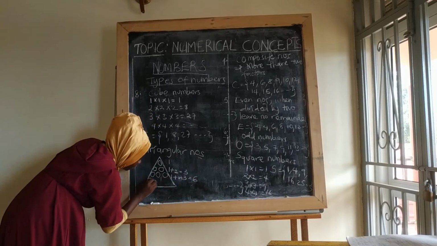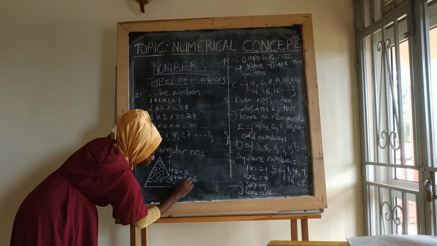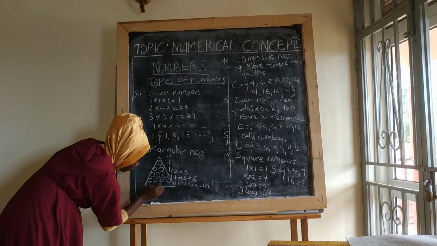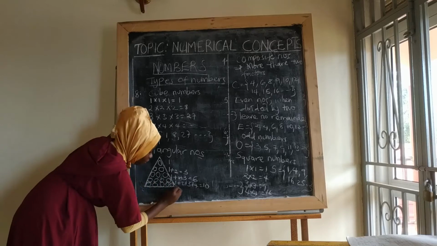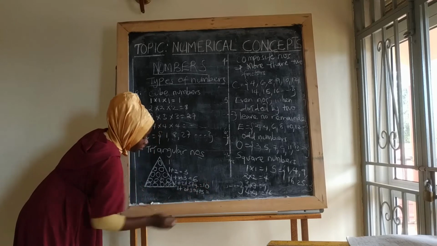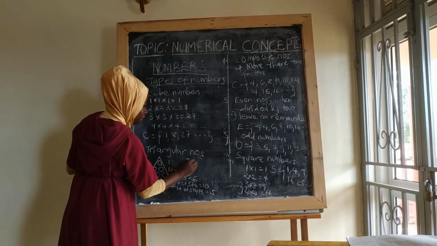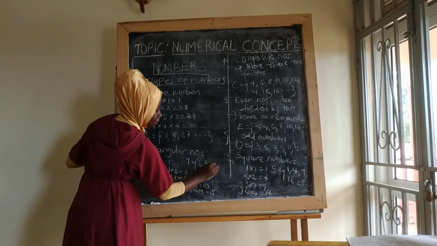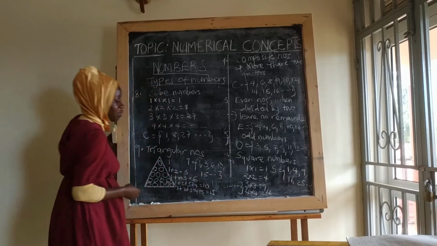Then I have 1, 2, 3, 4. How many are those? I get 1 plus 2 plus 3 plus 4, giving me 10. Then I have 1, 2, 3, 4, 5. So I have 1 plus 2 plus 3 plus 4 plus 5, which is how many? 15. So my set of triangular numbers will be simply 1, 3, 6, 10, 15, and of course the list is endless.